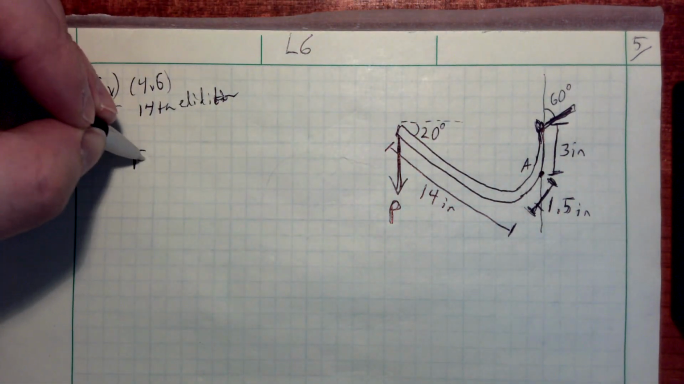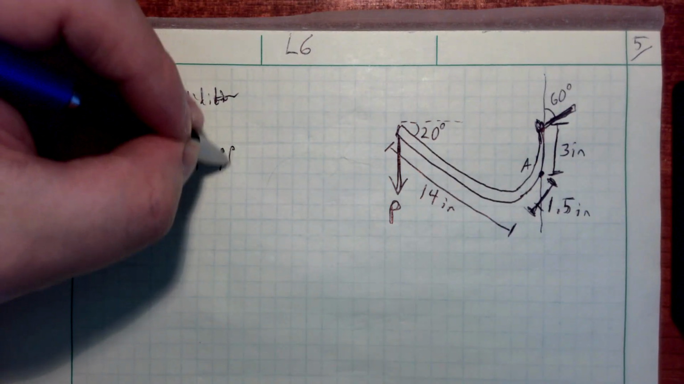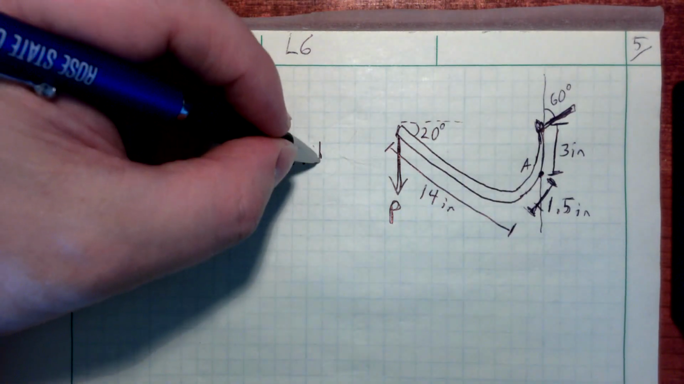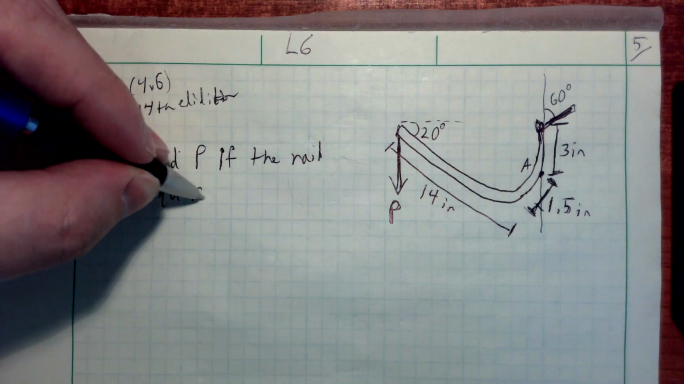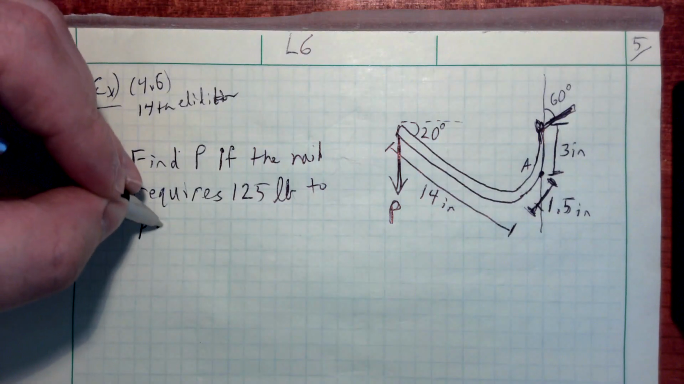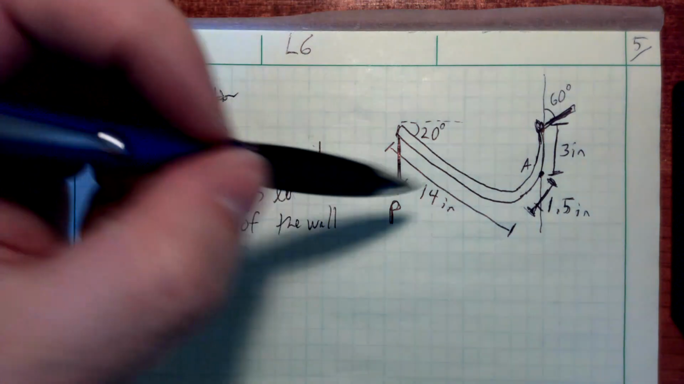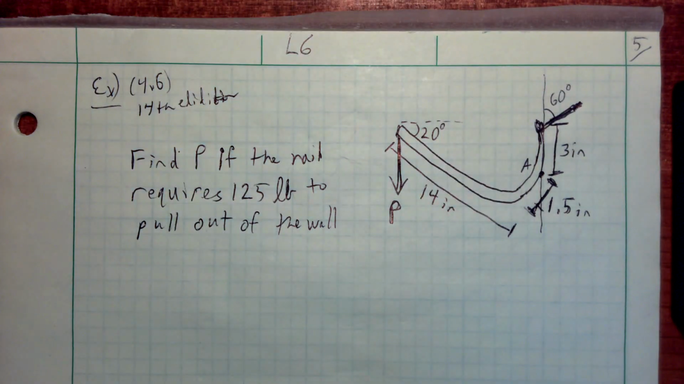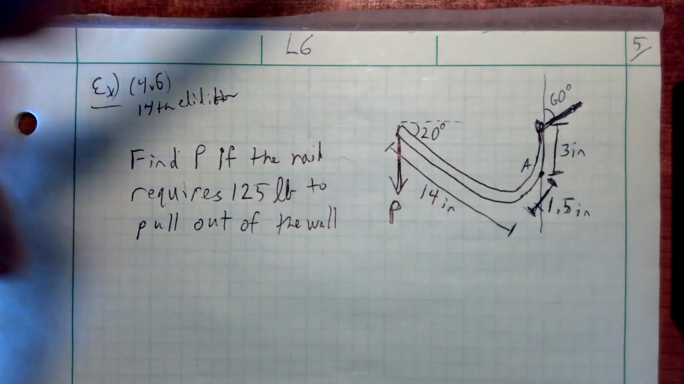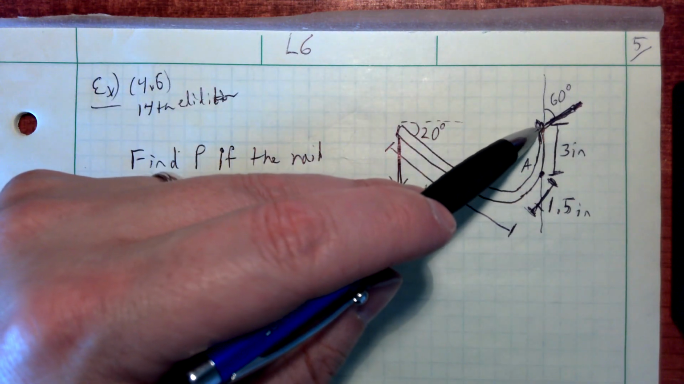And basically, the problem is saying find P if the nail requires 125 pounds to pull out of the wall. So somebody drove this nail in crooked, basically, at 60 degrees. So this nail here. And drove it in, maybe crooked, and maybe it's because it's crooked, maybe we just don't want it there, whatever reason, we want to pull this nail out of the wall. How much force P is required if 125 pounds is required right there.